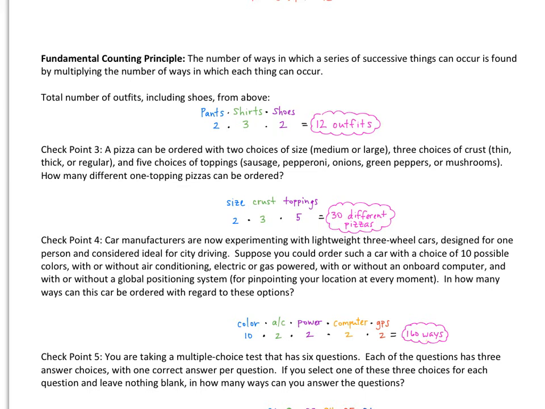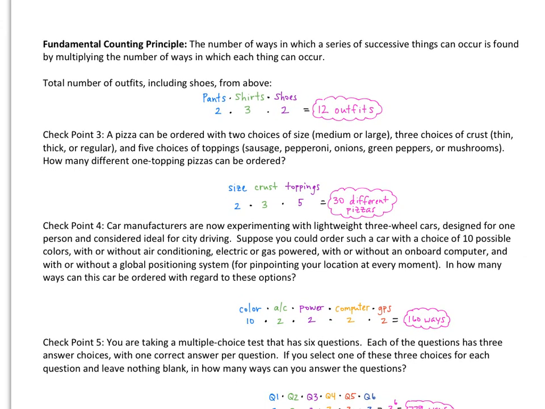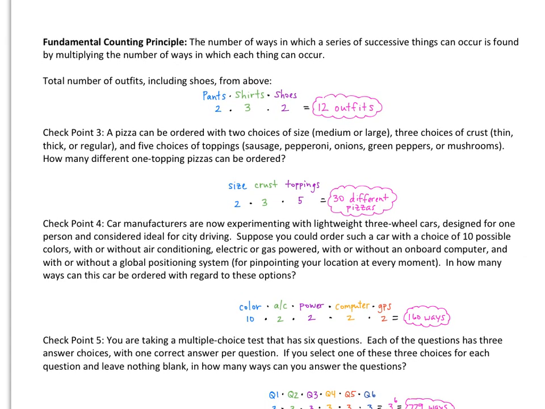All right, this next example is a little bit different. It's dealing with multiple choice tests. It has 6 questions. Each of the questions has 3 answer choices, with 1 correct answer per question. If you select one of these 3 choices for each question and leave nothing blank, in how many ways can you answer the questions? So we kind of go through it question by question.